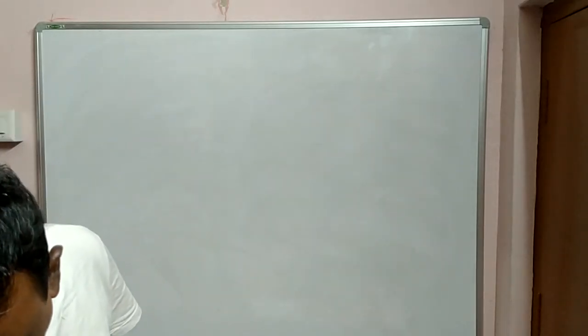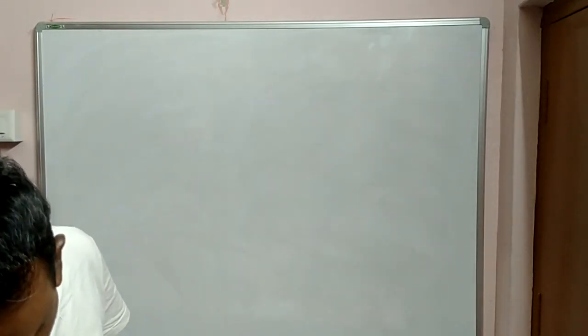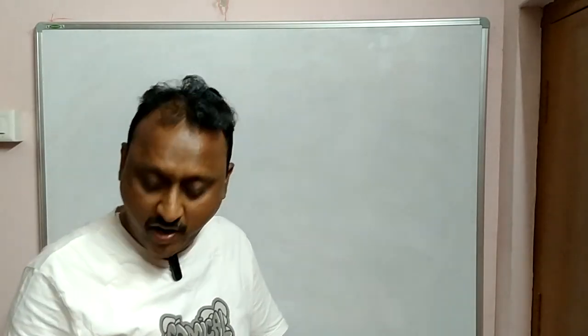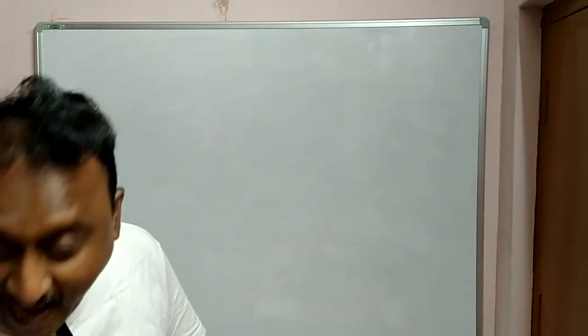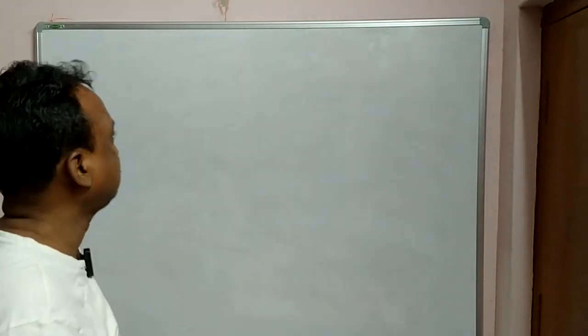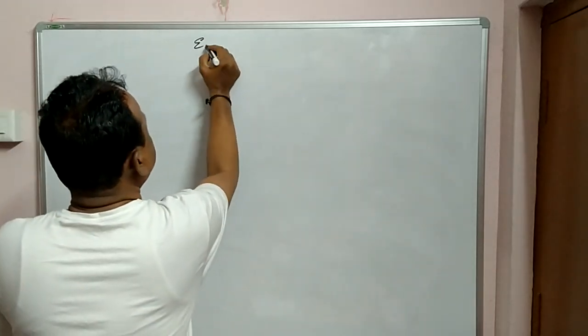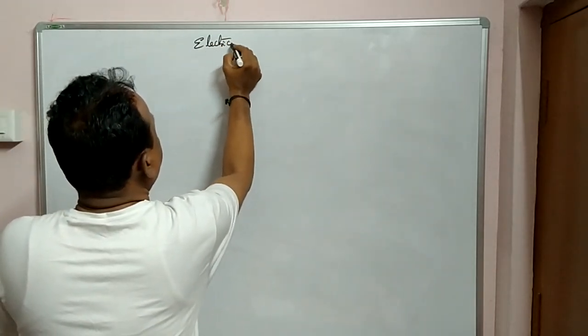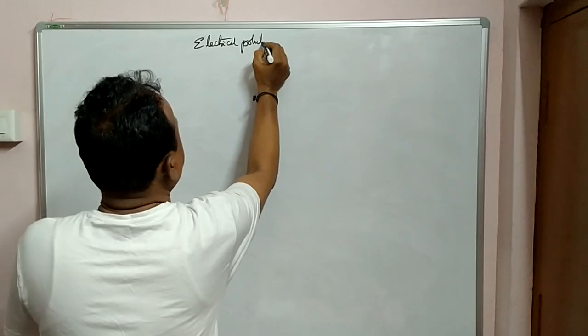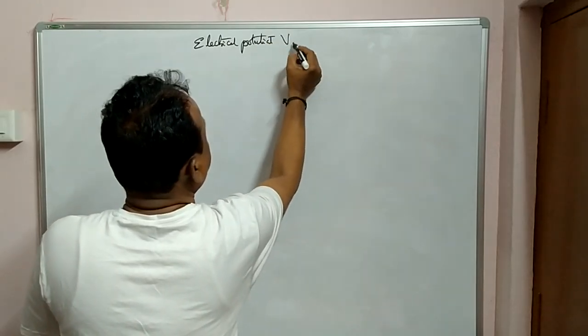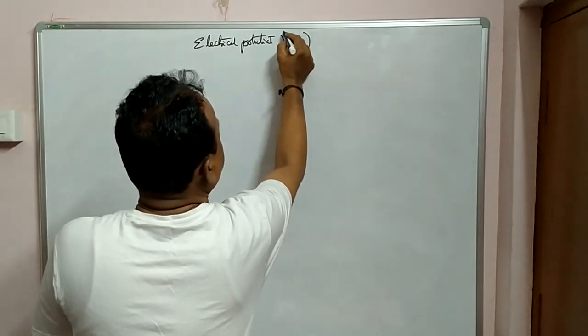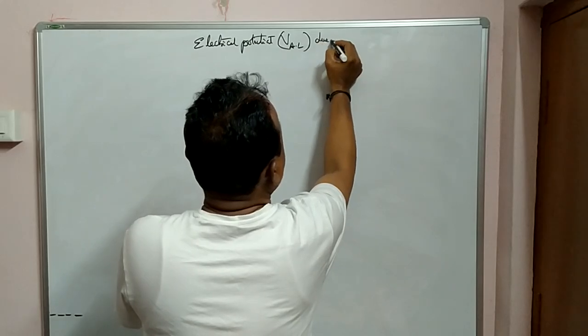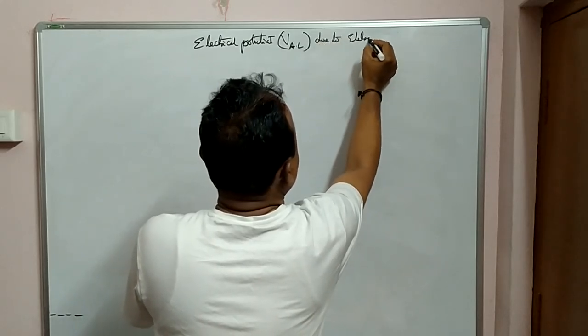Now let us go to the next one. Electric potential at a point P on the axial line due to a dipole. See, next one is electrical potential V on the axial line due to electrical dipole.